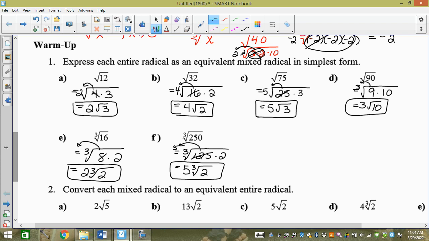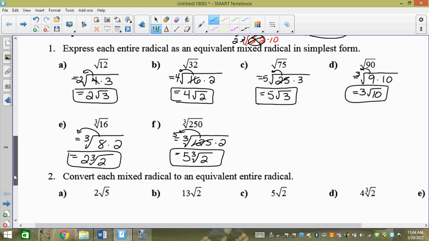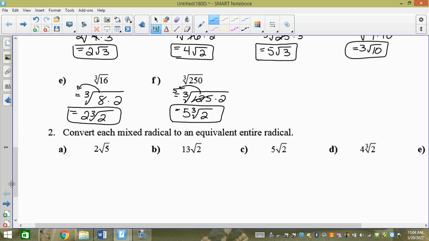Okay, one of the curriculum outcomes in grade 10, and also still in grade 11, is to convert each mixed radical to an equivalent entire radical. Entire radical means everything's under the radicand. Okay? So what did we do to get the 2 out? In this case, we square rooted it, correct? So take it back in, what are we going to do?